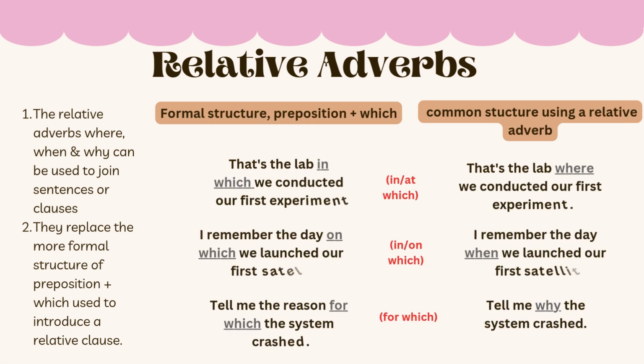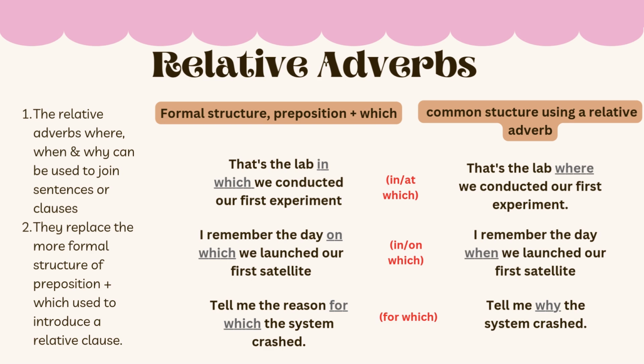Today, we're going to look at relative adverbs. If you look on the left side of the slide, you will see two key points. The first one: relative adverbs, like where, when, and why, can be used to join sentences or clauses. Next, they replace the more formal structure of preposition plus which used to introduce a relative clause. So, let's look at the example on the right.